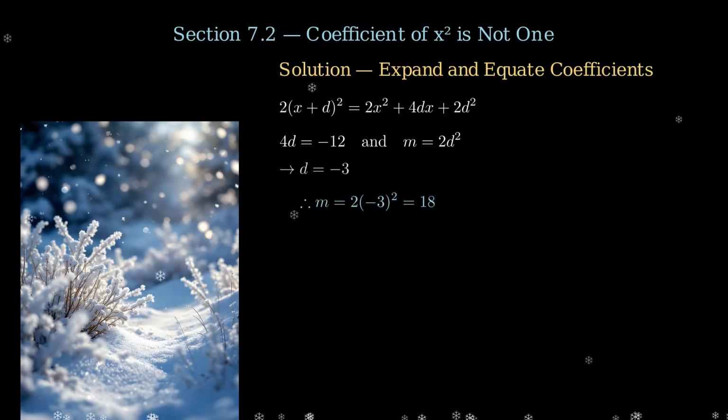Expanding 2 times x plus d squared gives us 2x squared plus 4dx plus 2d squared. Next, we equate the coefficients of x. This gives us negative 12 equals 4d, meaning d must be negative 3. Finally, we compare the constant terms. m equals 2d squared. Substituting negative 3 into d, we get m equals 2 times 9, which results in m equals 18.